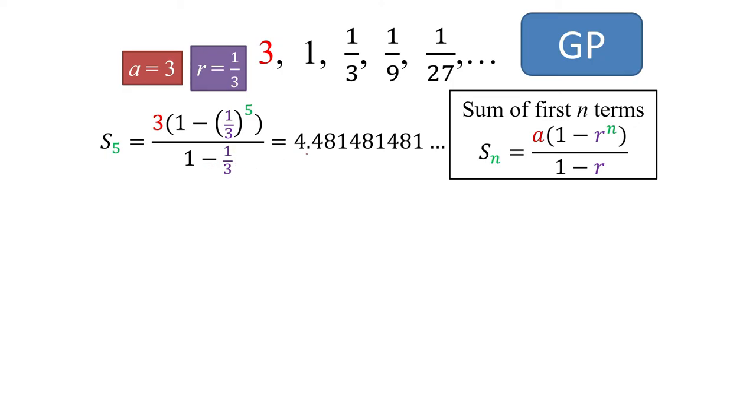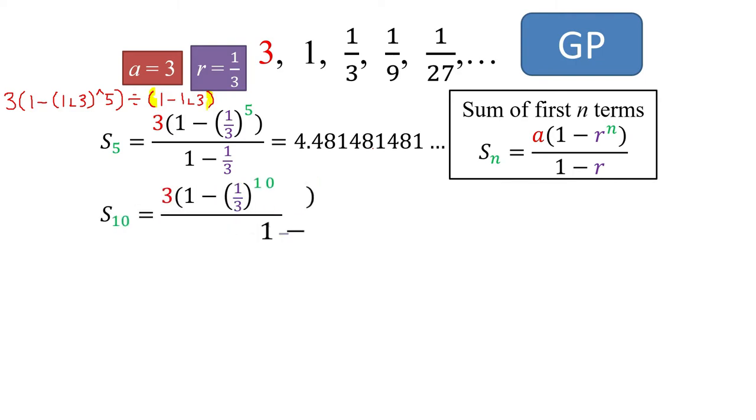Then you will get the value 4.481481. I want to emphasize how we're supposed to press the calculator here. Firstly, you press the 3, bracket 1 minus bracket 1 over 3 to the power of 5. Close the bracket. We divide by, and here it is important for you to open another bracket, 1 minus 1 over 3. Then close the bracket. Please make sure you put the bracket. We want to divide by 1 minus 1 over 3, right? Not divided by 1 only.